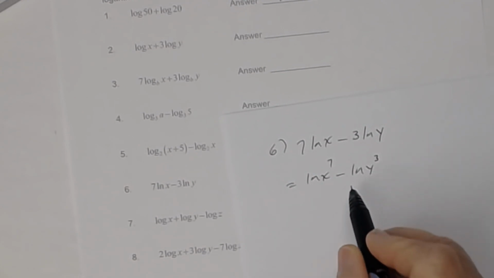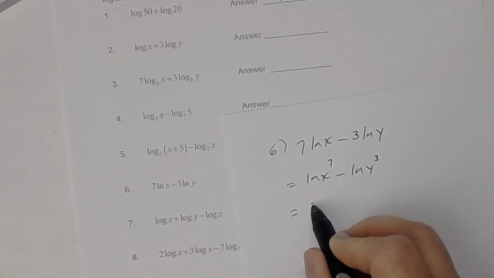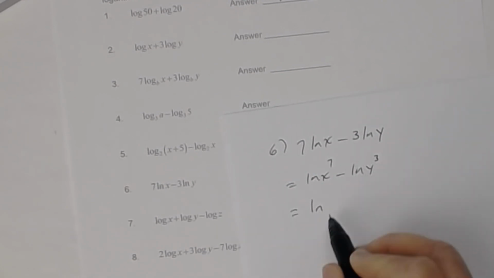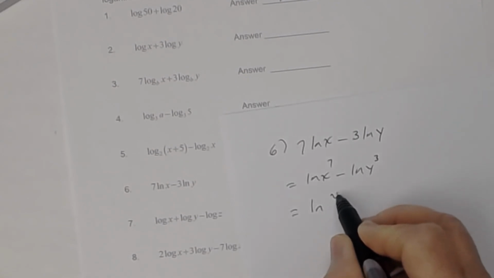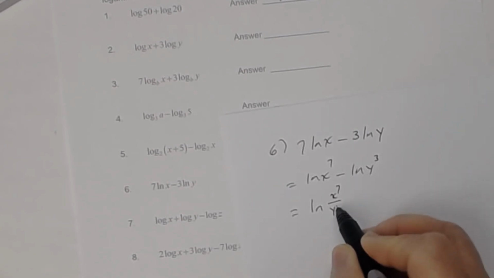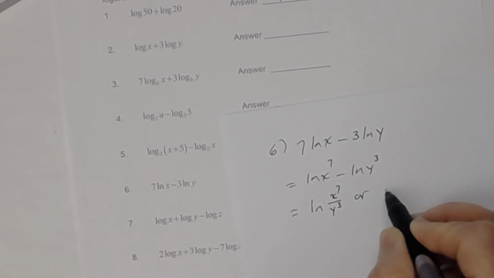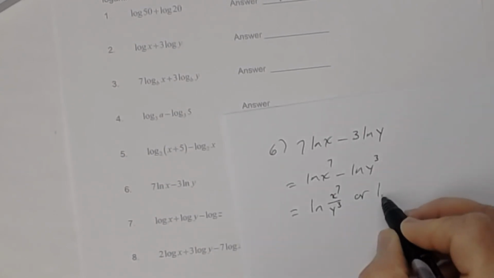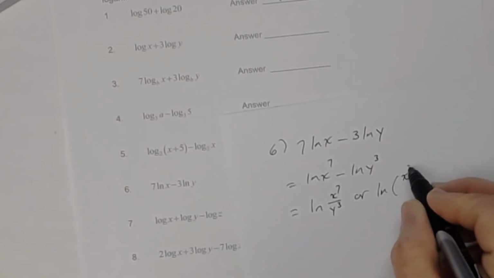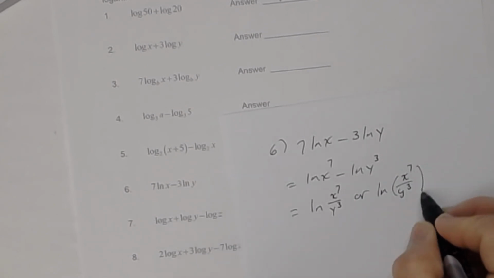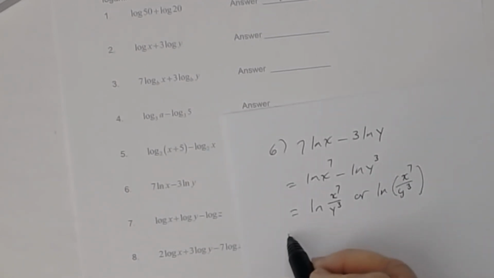And now I can use the quotient rule. I can write this as 1 logarithm. And so it'll be the log of x to the 7th divided by y cubed. And if you want to write it with the argument being in parentheses, that's fine. It'll look like this. Okay, so that's number 6.